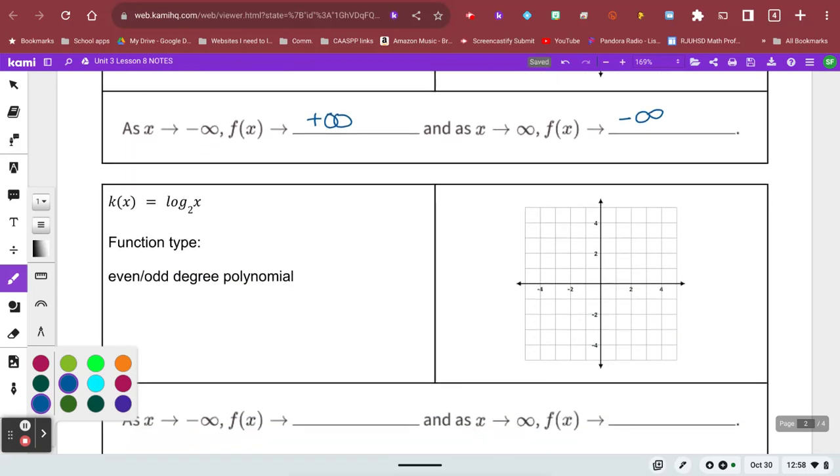And here, this one is a logarithmic type of graph. It is neither odd nor even. And it crosses at negative 1. As it goes towards the negative x's, it doesn't even go to the negative x's, so we call this one undefined. It doesn't even cross the y-axis. This one does go towards positive infinity as the x's go towards it.